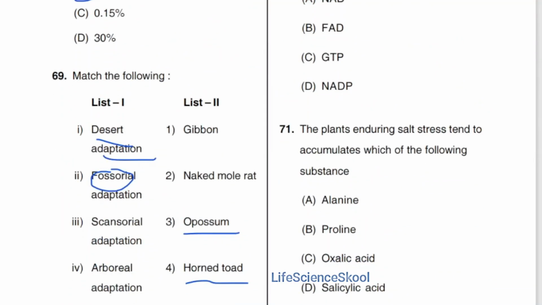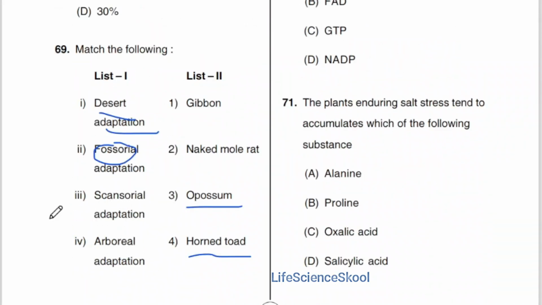And the last one, arboreal. What is this arboreal adaptation? Arboreal adaptation represents the animals which spend most of their lives in trees. They conduct essential activities such as feeding, nesting, and even reproduction on the tree itself. They do most of their activities above the ground. That type of adaptation is called arboreal adaptation.